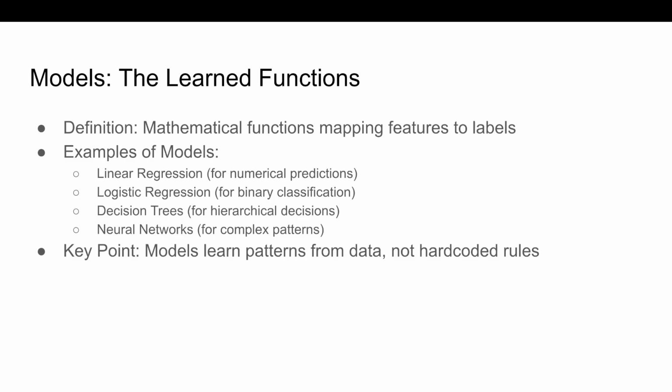Neural networks, a powerful and flexible class of models inspired by the structure of the human brain. Neural networks can learn complex nonlinear relationships between features and labels, making them well-suited for tasks like image recognition, natural language processing, and recommendation systems. The choice of model depends on various factors, including the type and complexity of the problem, the size and quality of the training data, and the computational resources available.